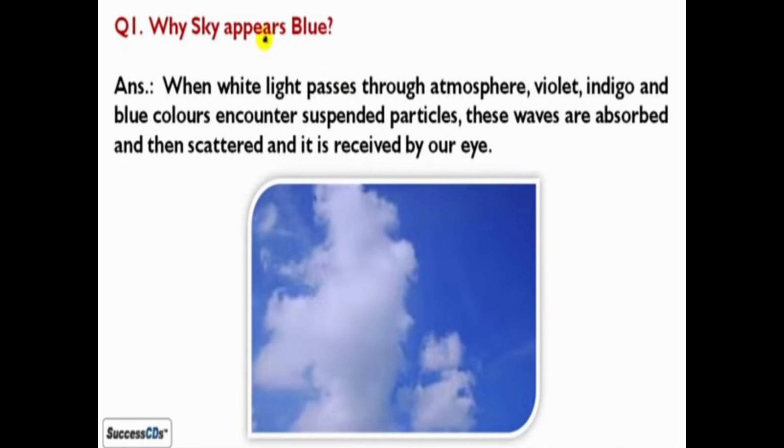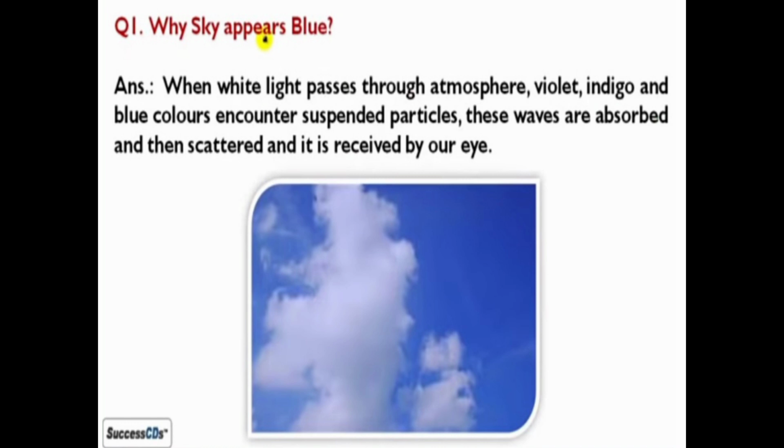So what happens? When sunlight passes through the atmosphere, the fine particles in the air scatter the blue color, which has a shorter wavelength. They scatter the blue color more strongly than the red color. They also scatter the red color, but not as much as the blue color. So that's why the scattered blue light enters our eyes. Due to this reason only, the scattered blue light enters our eyes.